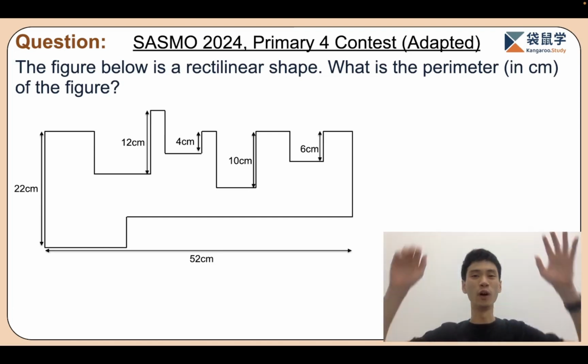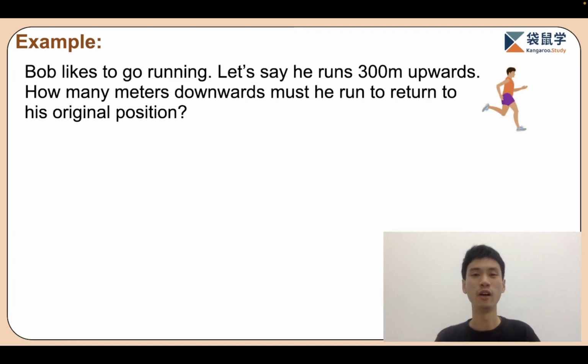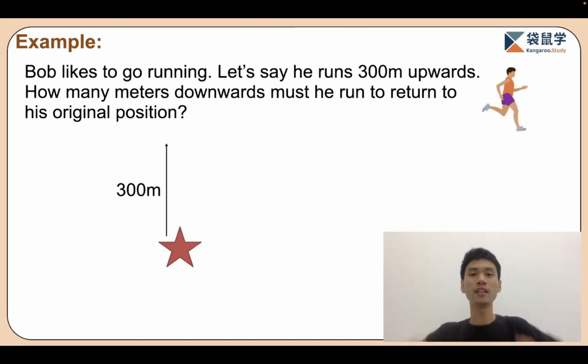But not to worry, I'll explain to you step by step how we can solve the perimeter of this figure. But first, a very simple and fun example. Let's take a look here. We have a character Bob, and Bob likes to go running. Let's say that he runs 300 meters upwards. The star is the original position, and then he runs upwards. How many meters downwards must he run to return to his original position at the star?